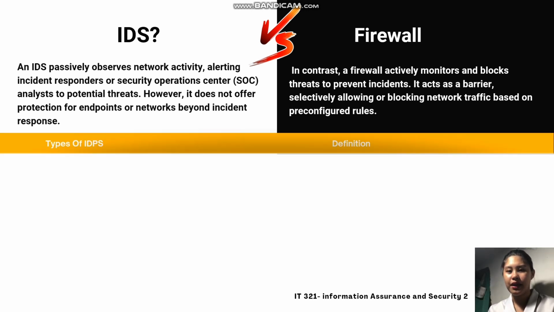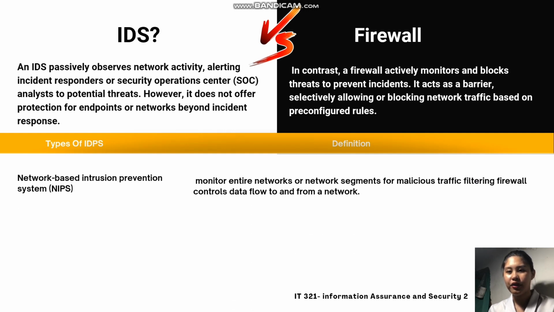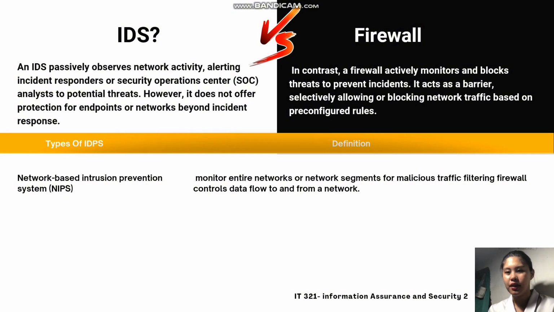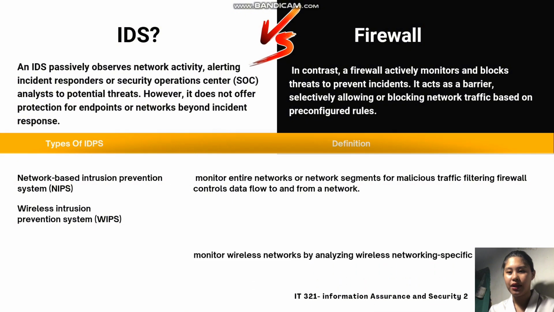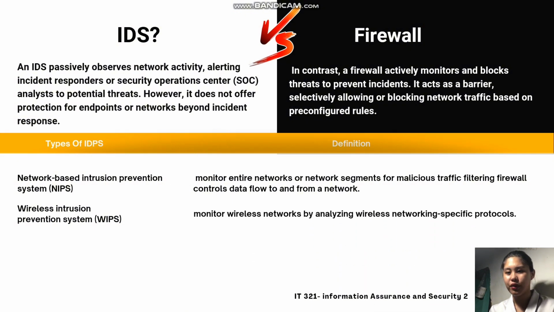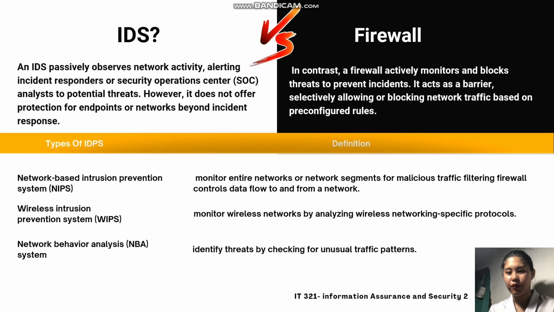Types of IDPS. First, network-based intrusion prevention system. Monitor entire network or network segments. Malicious traffic filtering. Firewall controls data flow to and from a network. Second, wireless intrusion prevention system. Monitor wireless network by analyzing wireless network-specific protocols. Third, network behavior analysis. Identify threats by checking for unusual traffic patterns. Fourth, host-based intrusion prevention system.